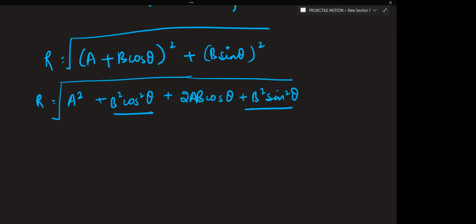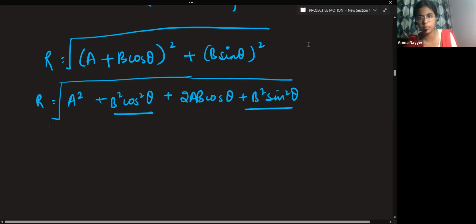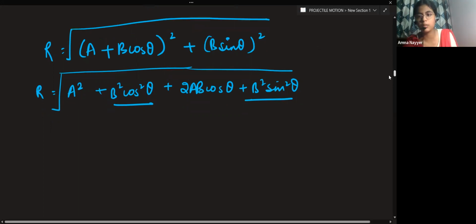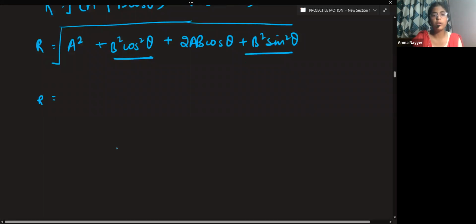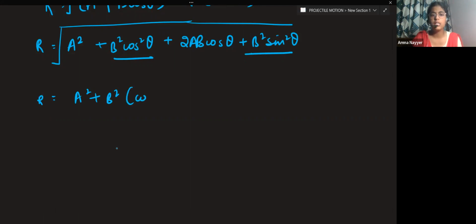B square. Exactly, B square is common. So if you take B square common from here, what is left? A square. Let's say B square I have taken common. So cos square theta plus sine square theta is left, and plus 2ab cos theta.